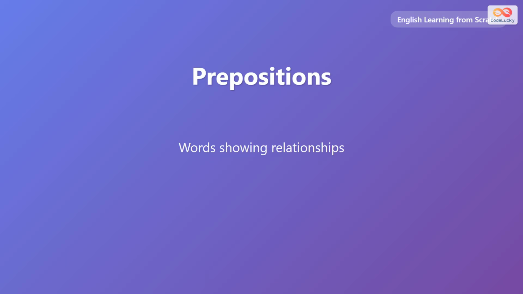Prepositions are small words that show relationships between other words in a sentence. They connect nouns or pronouns to other words to express place, time, direction, or manner. Think of prepositions as bridges that link ideas together clearly.